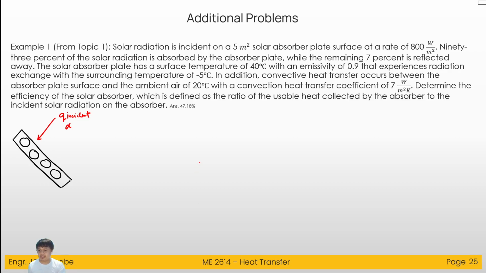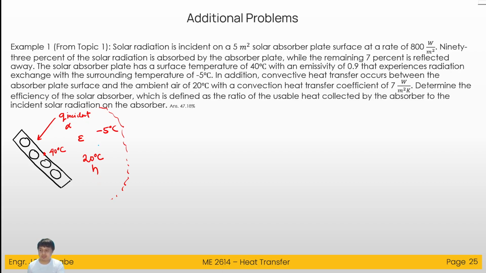And then the absorber plate has a temperature. On all sides, this is 40 degrees Celsius. Then you have an emissivity of 0.9, given from the plate to the surroundings. The surrounding temperature is -5 degrees Celsius. You can imagine this is the far away temperature for radiation. And then you have ambient air, which is 20 degrees Celsius, with this given convection heat transfer coefficient. So we have a lot of things given here.